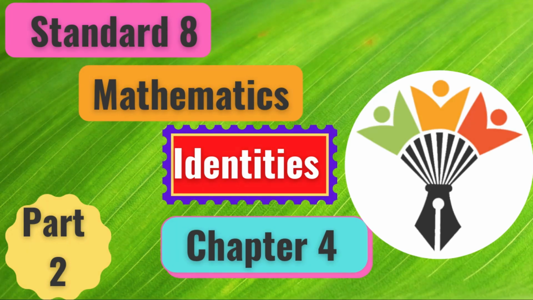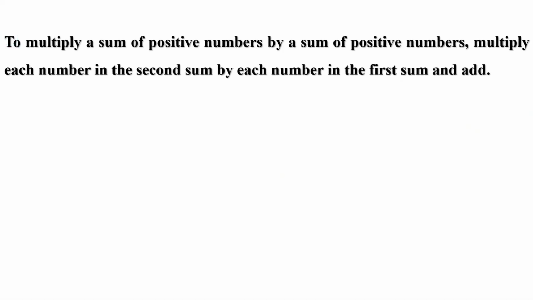Welcome to Maths Companion. In the last video, we have learned one identity. To multiply a sum of positive numbers by a sum of positive numbers, multiply each number in the second sum by each number in the first sum and add. Or we can say (a + b) into (c + d) equal to ac + ad + bc + bd. There were two homeworks. Let us check the answer now.